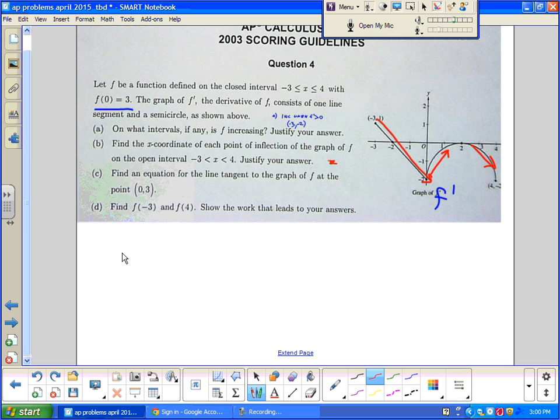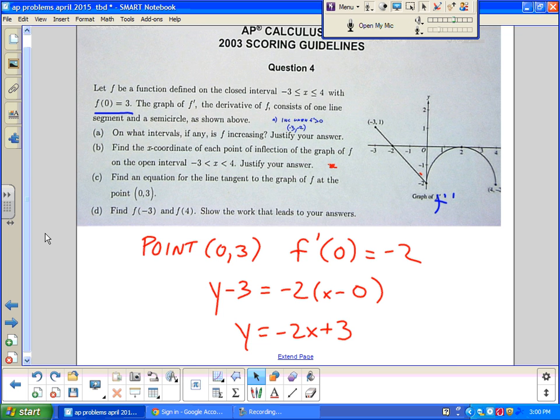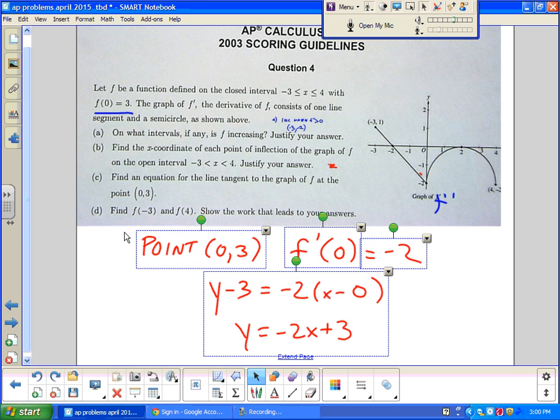Find an equation for the line tangent to the graph at point 0,3, your initial condition. So I have point 0,3. What is f prime of 0? F prime of 0, if I look at my graph, is -2. And it wants an equation. So I would write point slope form. And then I would solve it by doing this. Does it say justify? Nope. I'm done. The equation. 1 point for y equals -2x plus 3. All right? That's letter C.